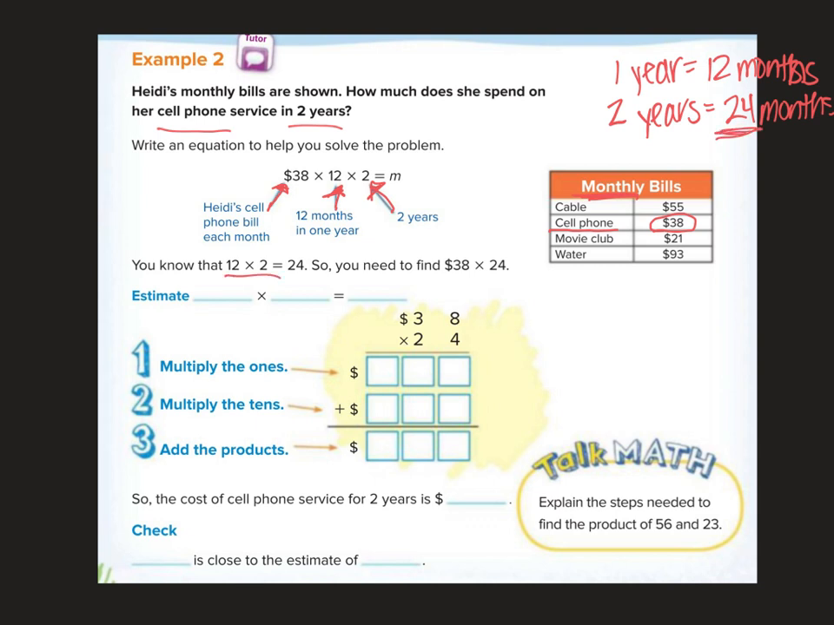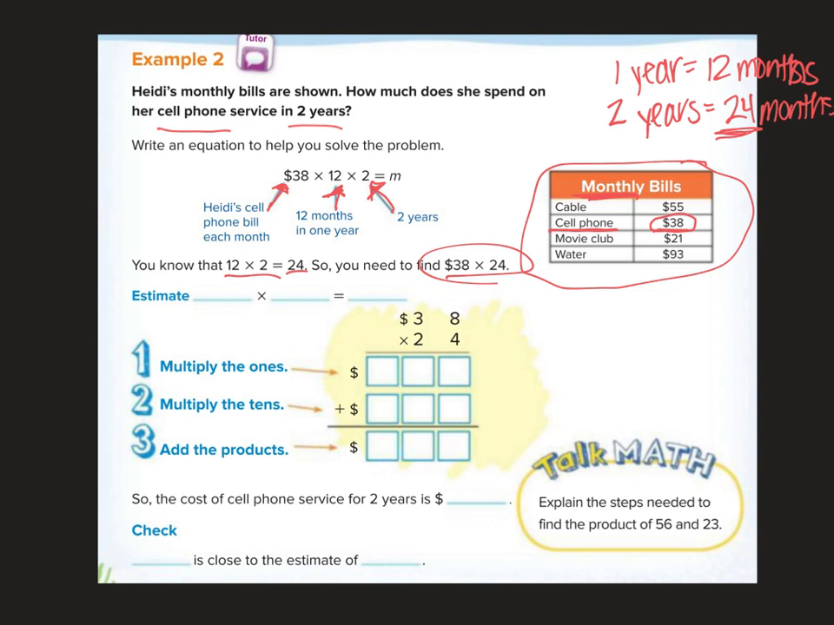So we know that 12 times 2 is 24. So really we're looking at 38 times 24, right? So that's why it's important. We wouldn't just look at cell phone, $38. Boom, multiply it by 2, done. Right? We need to make sure we're reading the whole table and not just the bit that we need.